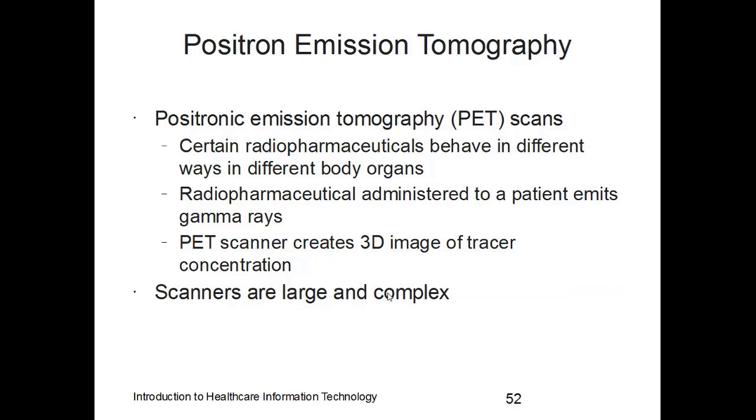So the next machine we'll talk about, the positron emission tomography, or the PET scans. And these will use certain radiopharmaceuticals, or how they behave in different ways in different body organs. So the PET scan is actually detecting radioactive decay within the body because radioactive isotopes are used to help create a 3D image. And these scanners tend to be quite large and quite complex. But you get a very detailed imaging technique, and these are often used to help diagnose cancers within the body.